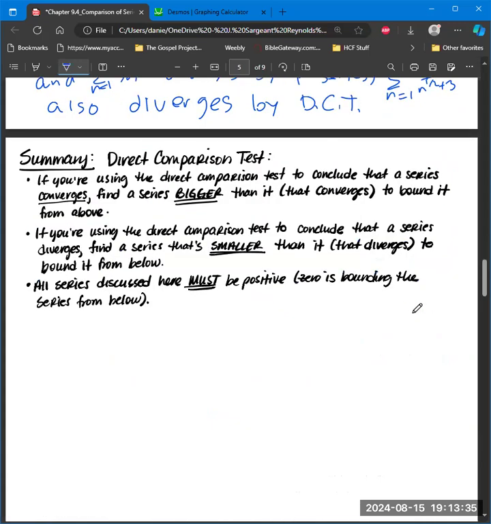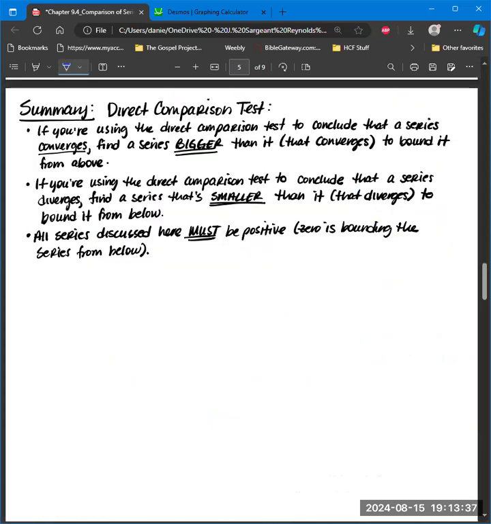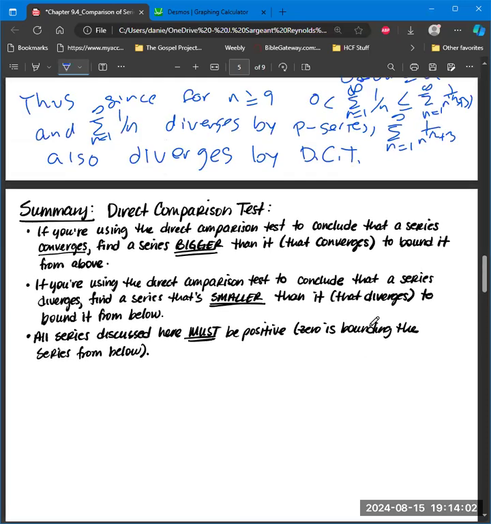All right, so summary of the direct comparison test here. If you're using the direct comparison test to conclude that a series converges, find a series that's bigger than it that converges, that bounds it from above. If you're using the direct comparison test to conclude that a series diverges, find a series that's smaller than it that diverges to bound it below. All series discussed here must be positive. 0 is bounding the series from below.